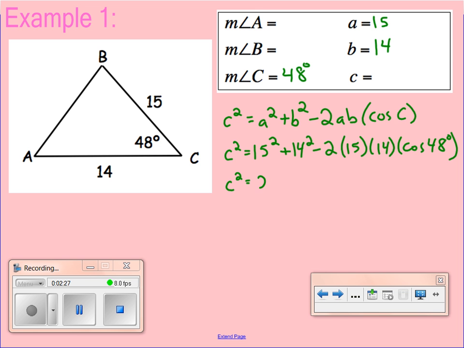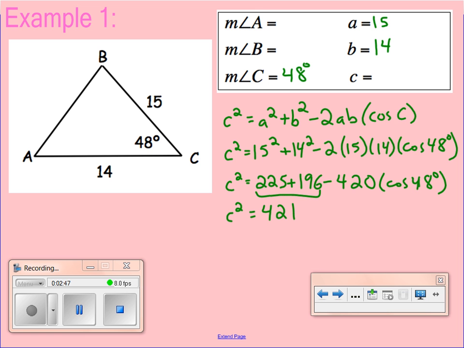So 15 squared is 225, 14 squared is 196, and we get 420 here, and cosine 48 still. And simplifying even further, we get 421 by combining these, minus, and now I'm going to do this on my calculator. When I do cosine 48 degrees, it's going to give me a decimal. I'm going to keep as much as I can so my answer is as accurate as I possibly can get it.